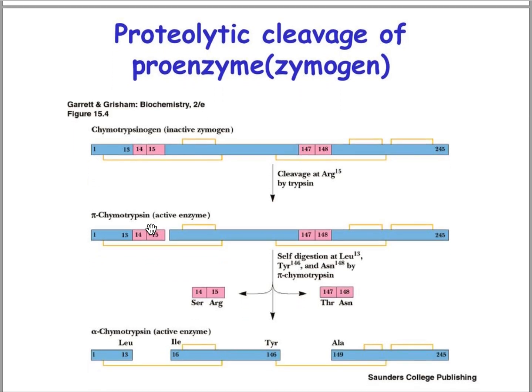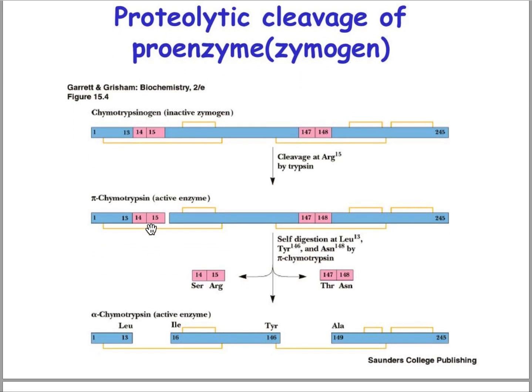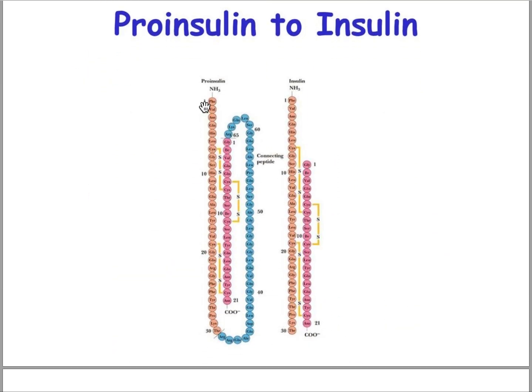So what is the proteolytic cleavage of proenzyme? Proenzymes are precursor enzymes that are functionally inactive, also called inactive zymogens, like chymotrypsinogen, and proteolytically it will be cleaved here and here to produce the final enzyme. This is functional, like proinsulin. This is the one chain of insulin. When this blue colored part is removed, the two chains will be found, and this is the insulin.